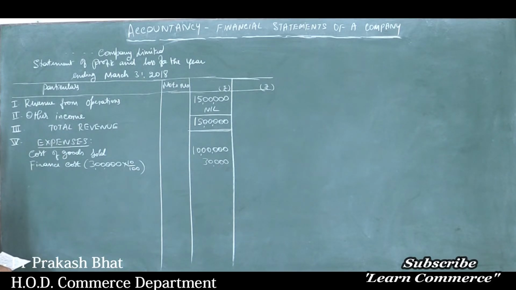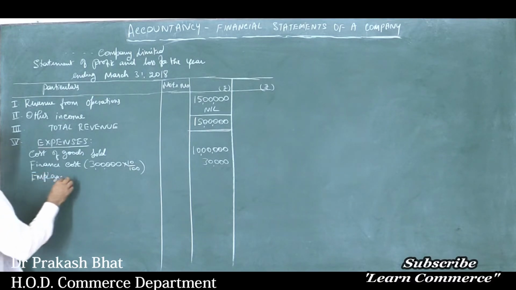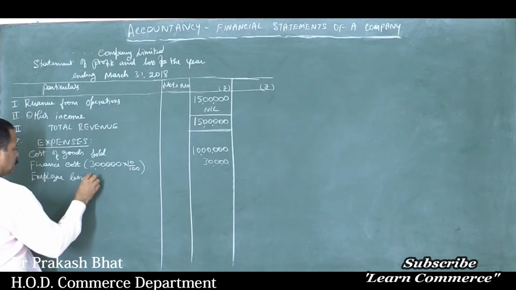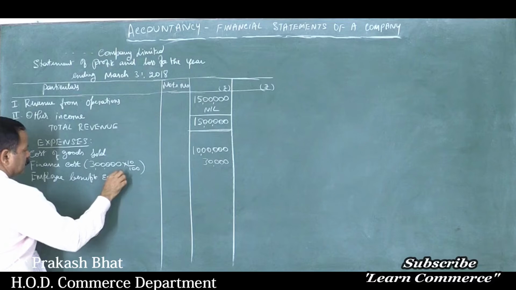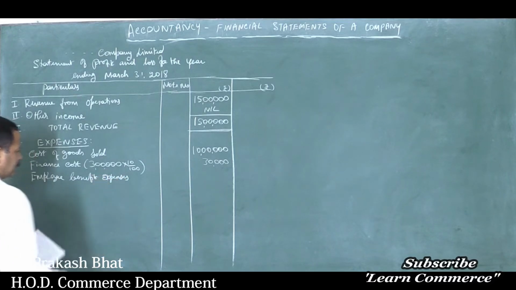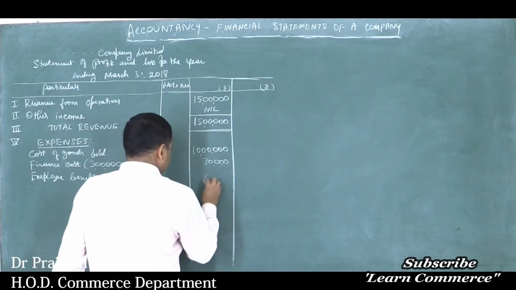Then employee benefit expenses. Employee benefit expenses, how much? 60,060.